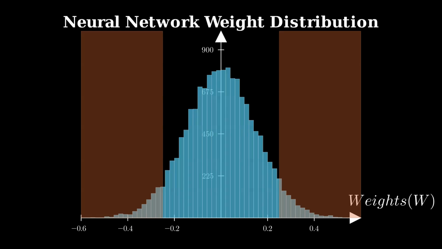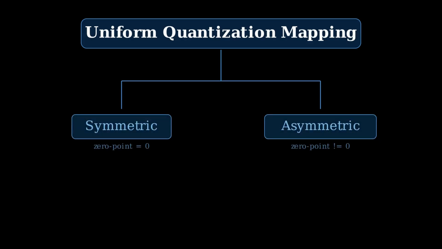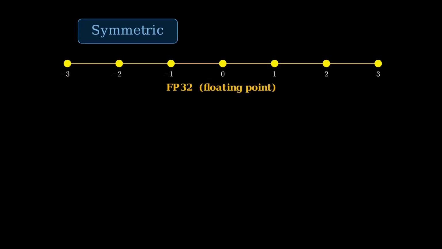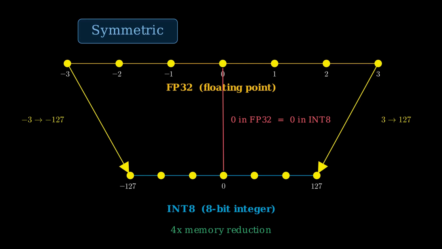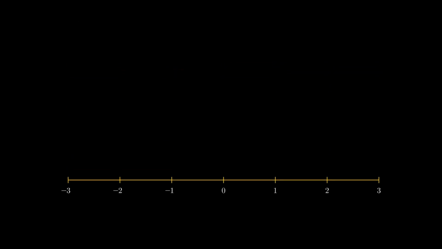So to map these continuous decimals into discrete integers, we use two primary strategies. That is symmetric and asymmetric quantization. In symmetric quantization, we take our floating point range from -3 to +3 and map it evenly across the discrete slots of an 8-bit integer. We use a single constant scale factor to compress that range. A 0 in floating point maps perfectly to 0 in the integer space. The mapping is mirrored and fast for the hardware to calculate. Just like that, your weights take up 1/4 of the space.